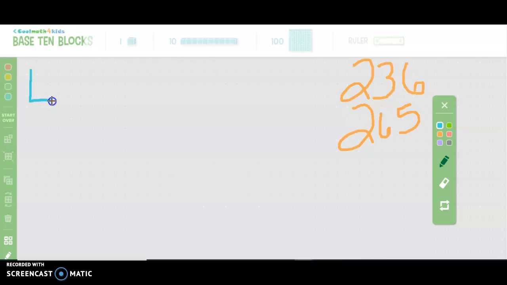So I'm just going to draw those base 10 blocks. I'm just going to draw a square for the hundreds, so I need 2 of those. And then I'm going to draw rods for my 10s, so I'm just going to draw straight lines. I need 3 of those. And then for my 1s, I'm just going to draw a smaller line so you can see, and I need 6 of those.